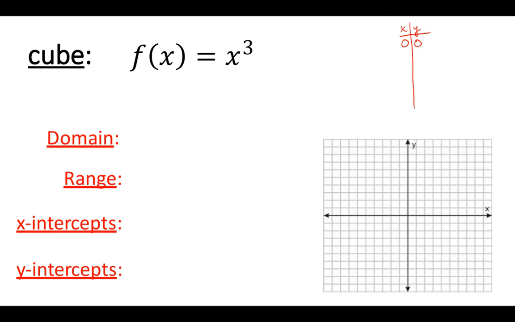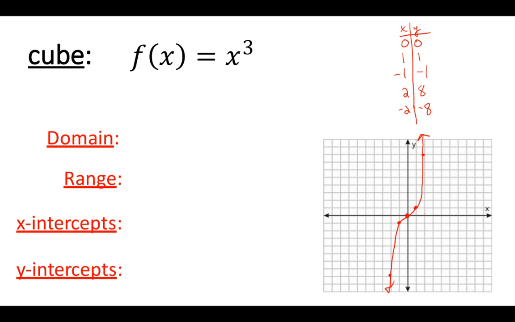0 cubed is 0, 1 cubed is 1, negative 1 cubed is negative 1, 2 cubed is 8, 2 times 2 times 2. Negative 2 cubed is negative 8. So if I were to plot these, 0, 0, 1, 1, negative 1, negative 1, 2, comma 8, here somewhere, and negative 2, negative 8 down here. This one has this sort of shape here. So all cubed functions will have that general shape.